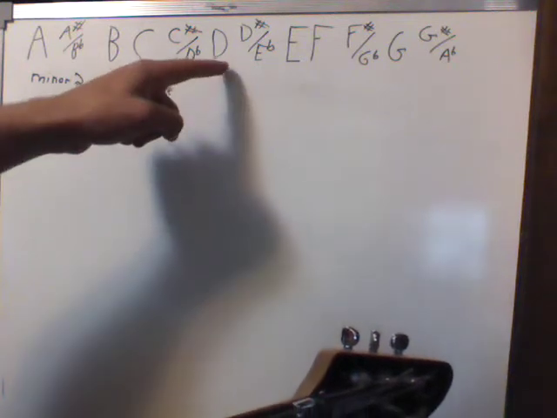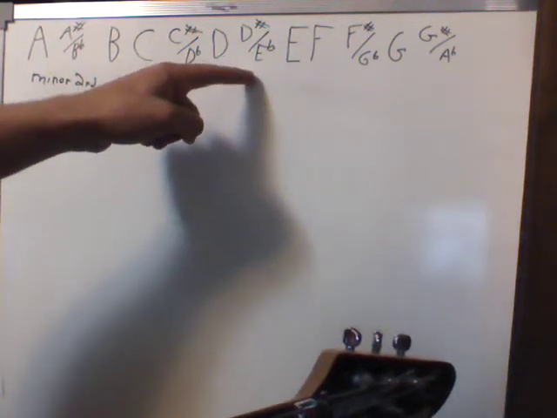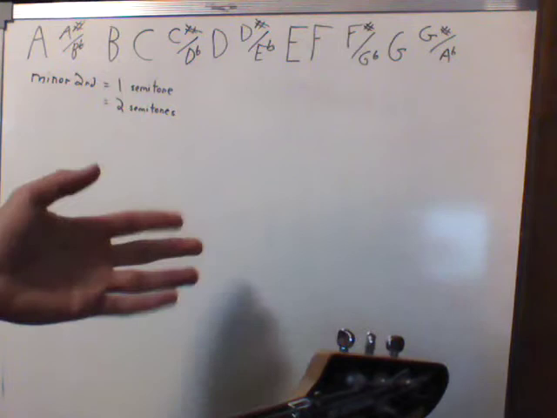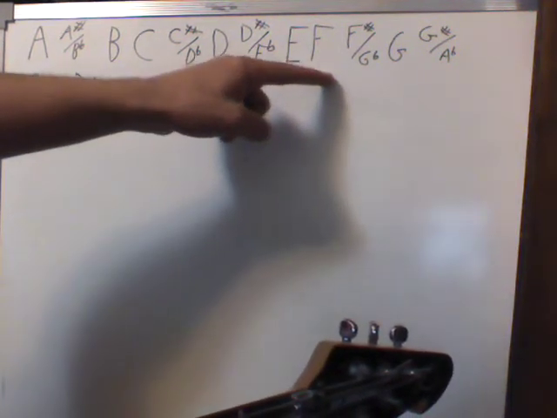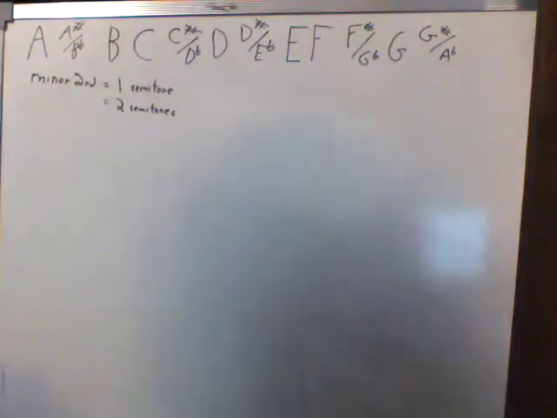Minor second up from D, you play a D sharp, or an E flat. Minor second down from F, you play an E. Minor second up from F, you play an F sharp. Okay? So that's the terminology.